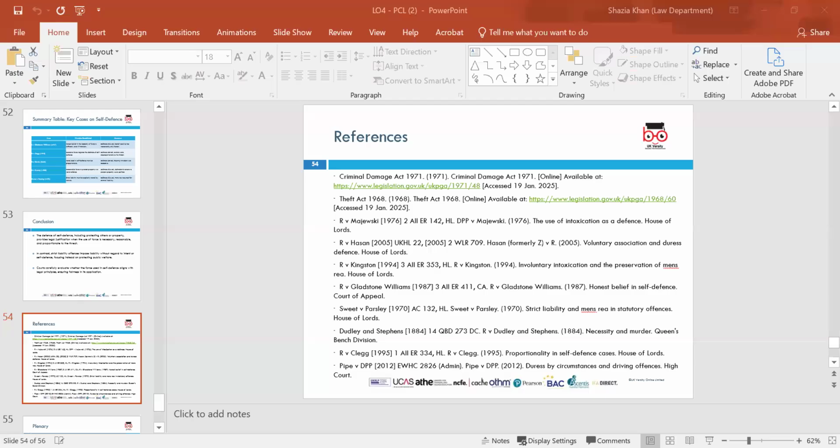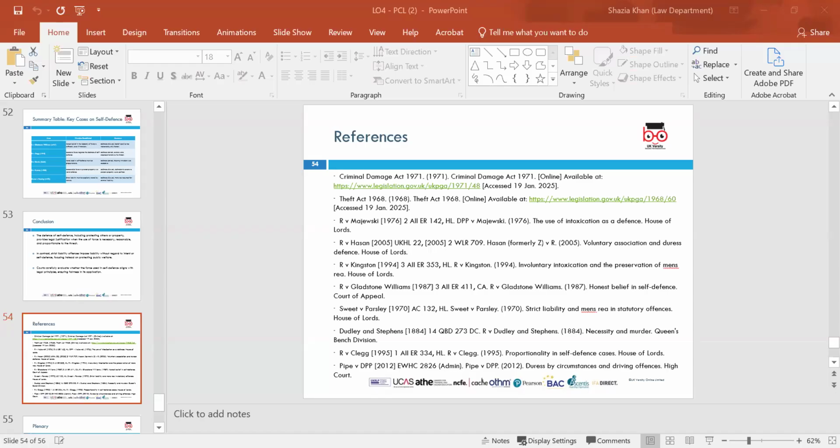We looked at cases involving threats of death or serious injury, and at popular cases such as R v Howe, Abdul-Hussain, Dudley and Stephens, Hasan, Pommell and Pipe v DPP. We also looked at mistake as a defence in criminal law. We looked at types of mistake of fact and mistake of law with reference to cases.